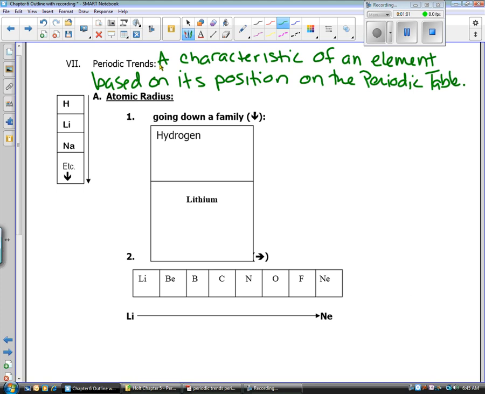Okay. First one we're going to look at is atomic radius. An atomic radius is just what it sounds like. A radius is the distance from basically the center of a circle to the outer part of a circle. It's the same thing here. It's going to be the distance from the center, which we call the nucleus, to the outer part of the circle, which we call valence electrons. Valence electrons are the electrons in the outermost ring.